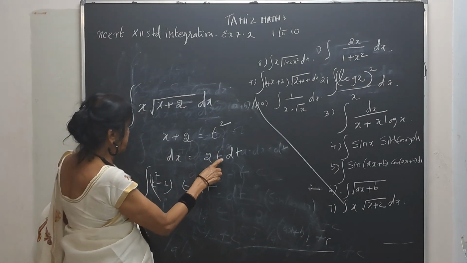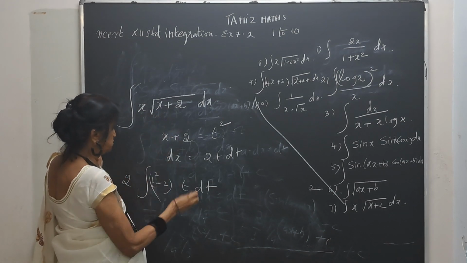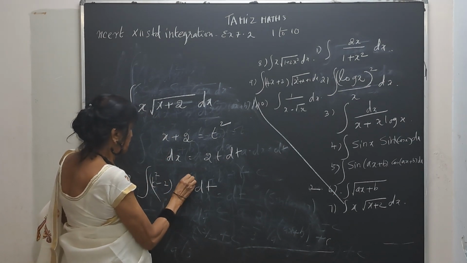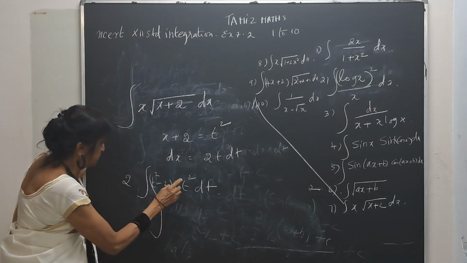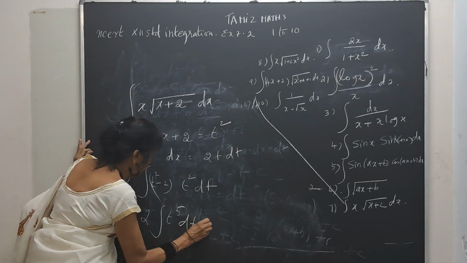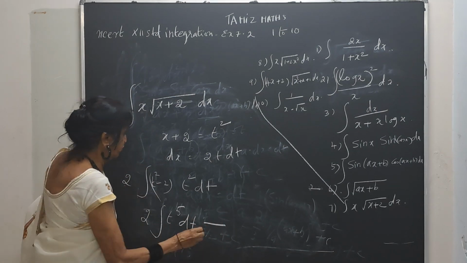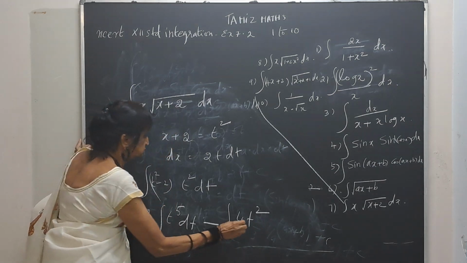This is 2t dt is dx, but here you have a t, no? This is root of t square, which will be another t. So it will become t square. This is 2 integral t power 2, t power 2, t power 5 dt minus 2 into 2, 4 t square.